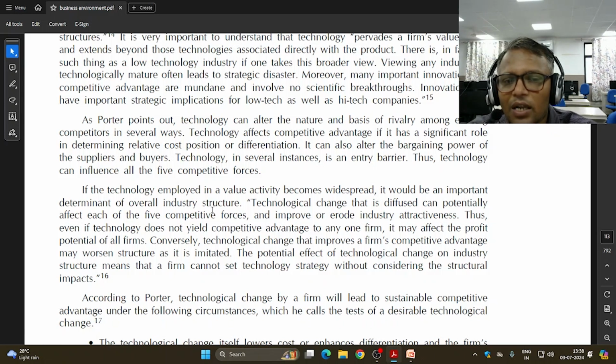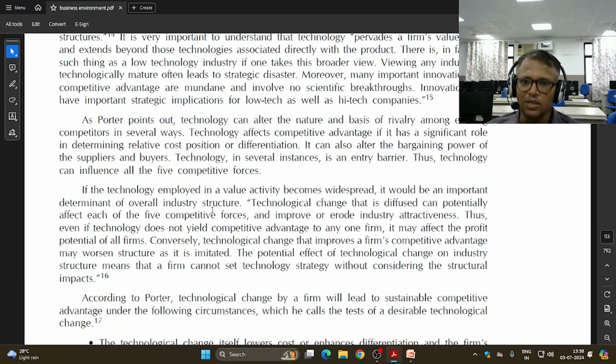Technological change that is diffuse can potentially affect each of the five competitive forces and improve or erode industry attractiveness. Thus, even if the technology does not yield competitive advantage to any one firm, it may affect the profit potential of all the firms. Conversely, technological changes that improve a firm's competitive advantage may worsen industry structure as it is imitated. Thus, the potential effect of technological change on industry structure means that the firm cannot set technology strategy without considering the structural impact.